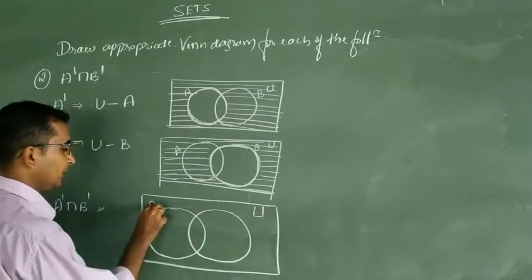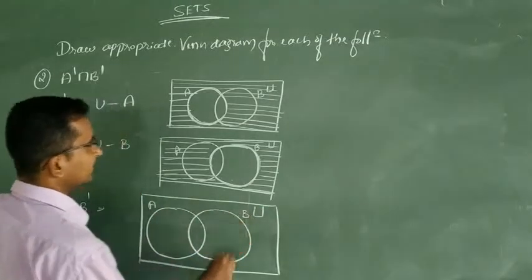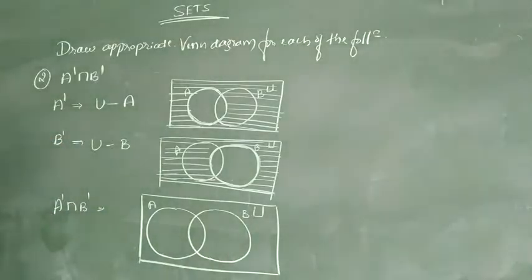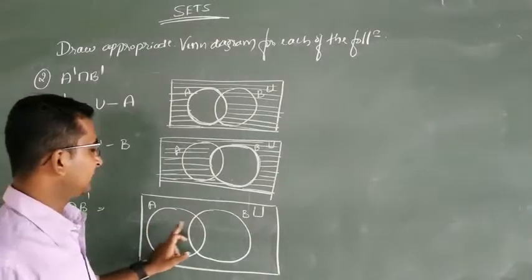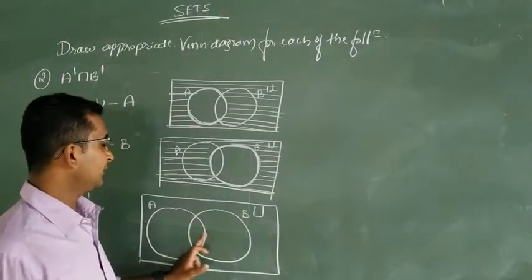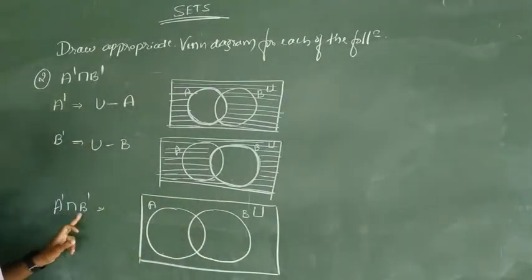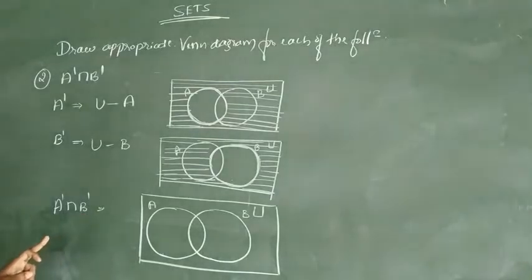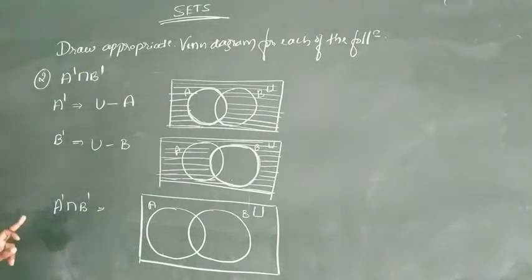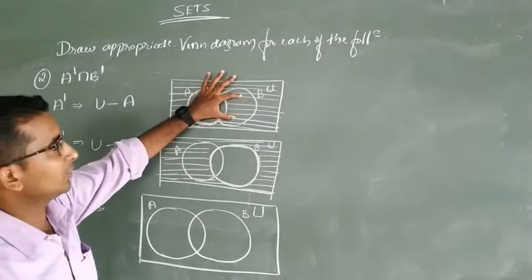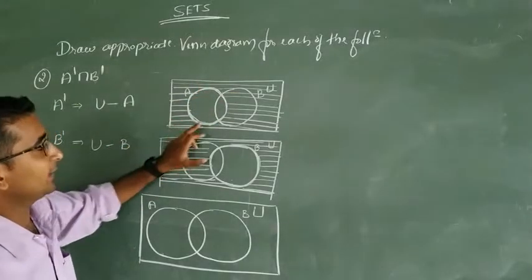This is A, this is B. If I fill up the line here also, what happens? What is A dash intersection B dash? What am I doing here? A dash intersection B dash. Inside A dash intersection B dash, you should not have to fill up the B and A.